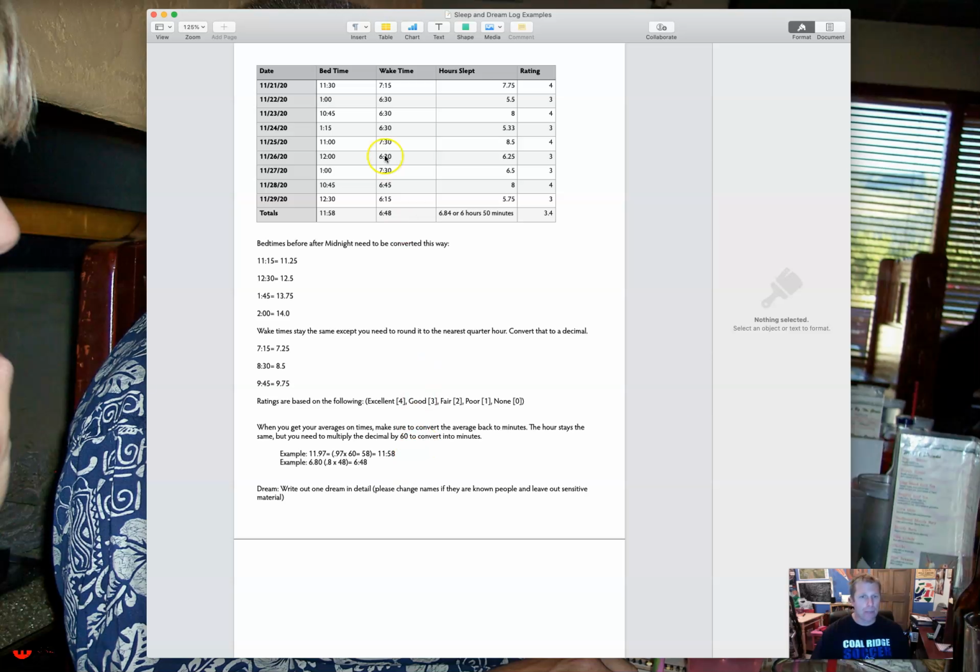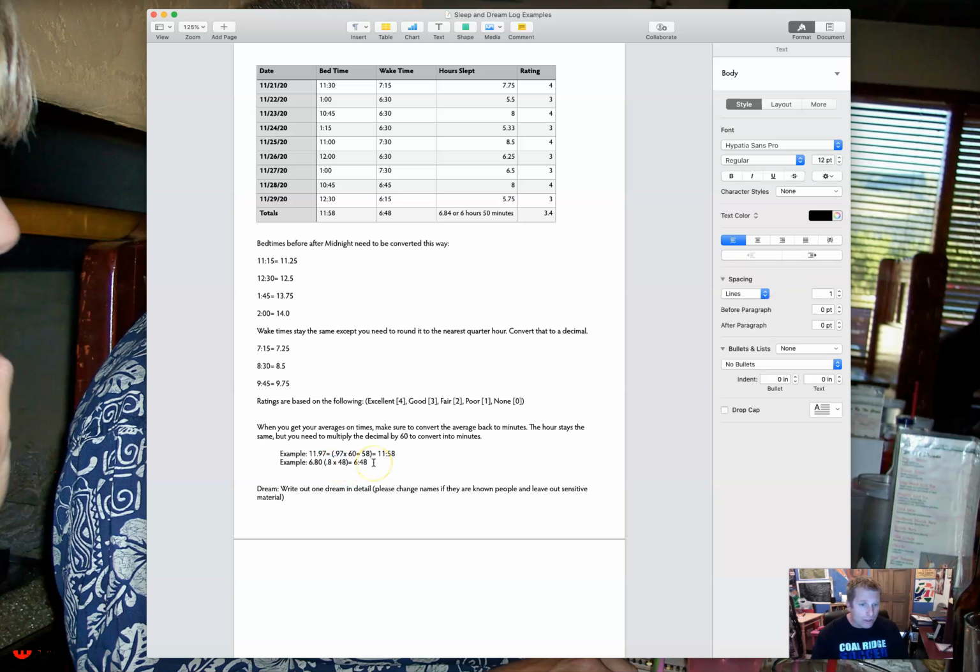Hope this makes sense. For my wake time, I added all these up. Like I said, I converted these to a quarter hour. So this became 7.25, 6.5, 6.5, 6.5, 7.5, 6.5, 7.5 because it's a half hour, 6.75 and 6.25. I added it all up and I got 6.8. Now there's not 80 minutes on the clock, so I had to convert that back. I multiplied 0.8 times 60, which equals 48. I converted that back into minutes, and so I got 6:48.